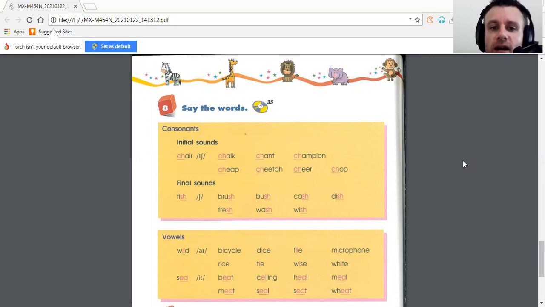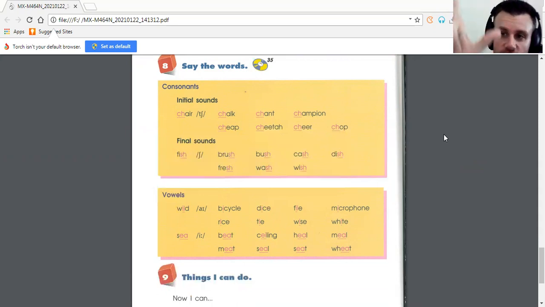Initial sounds. Speak slowly and try to have a good pronunciation. Chair, shark, chant, champion, cheap, cheetah, cheer, chop, fish, brush, bush, cash, dish, fresh, wash, wish. You see sh every time. Try to repeat that two times.